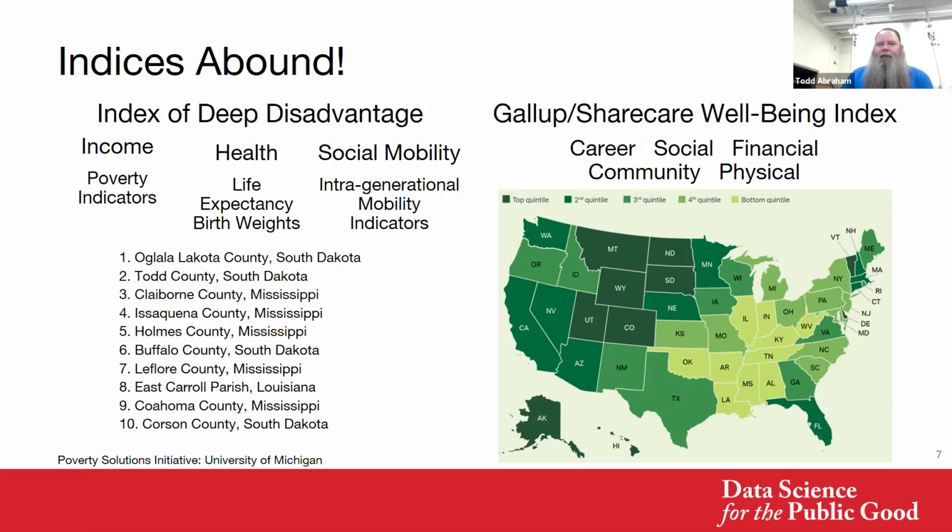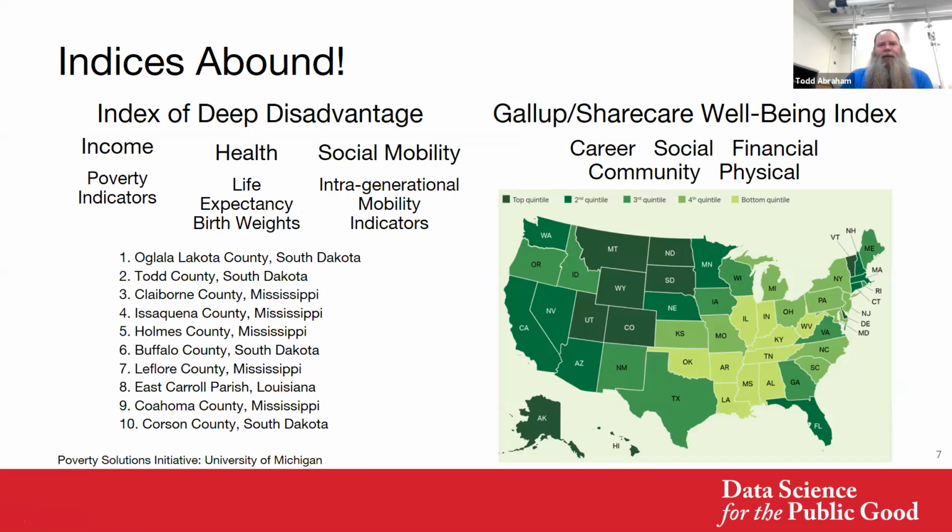On this disadvantage index, it's very likely the case that the areas in South Dakota are scoring low for slightly different reasons than the areas in Mississippi. One could be more impoverished than the other. Life expectancy and health might be worse in one than the other. A similar index that is not so downtrodden and sad is Gallup's Sharecare Well-Being Index. This has been around for quite a while.